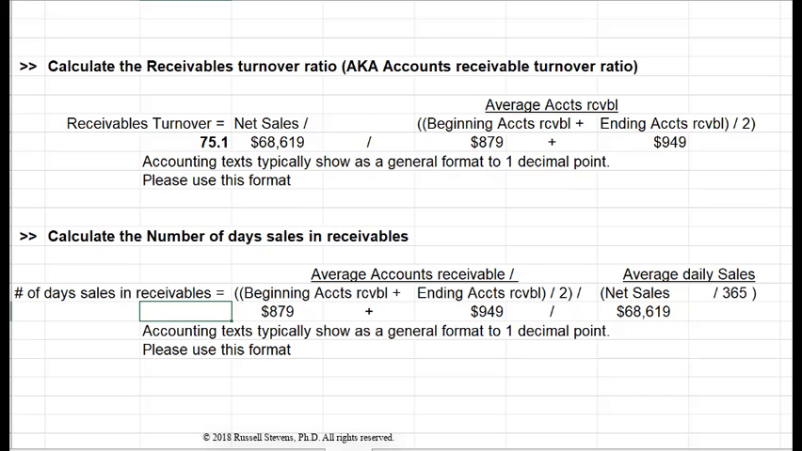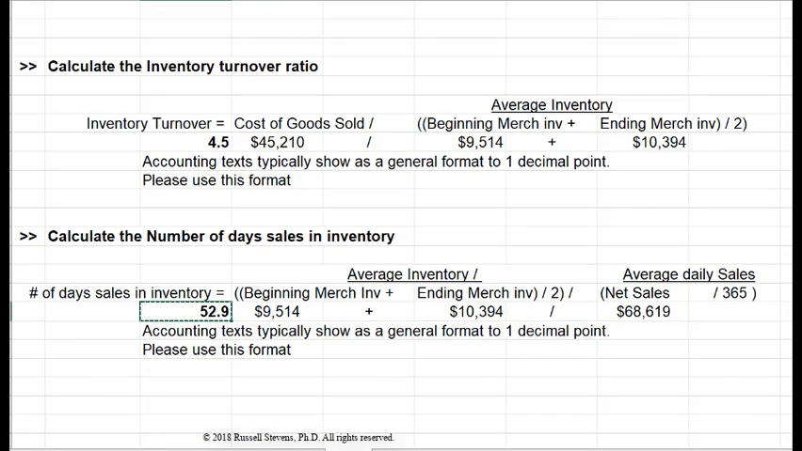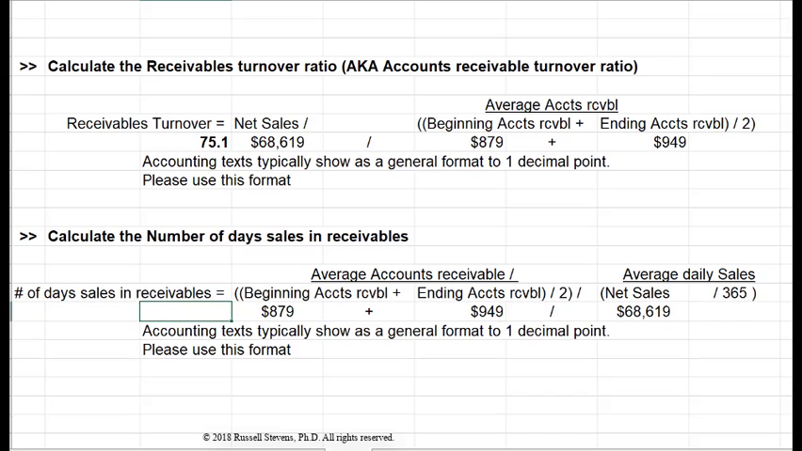Only this time the result for the number of days in sales inventory cell is highlighted, the Control key is held down, and the C is pressed. Highlight the cell where the number of days sales and receivables answer is to be. The Control key is held down, and the V key is pressed. Again, this answer, 4.9, is in a general format to 1 decimal place.